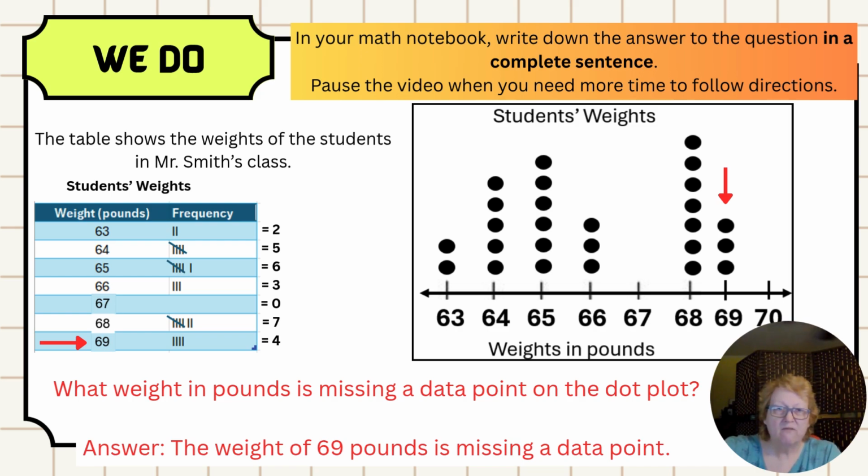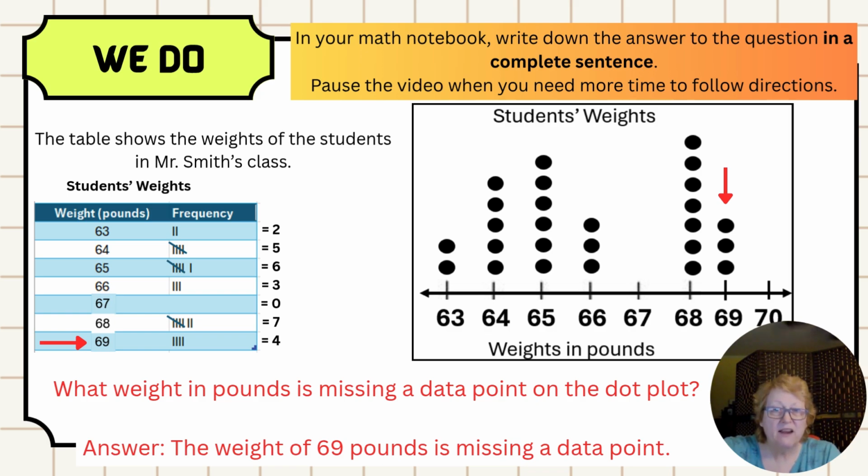All right, so we start with our very first weight, which is 63 pounds. How many students weighed 63 pounds? 2. Do we have 2 dots to represent that data on the dot plot? Yes, we do. Let's move on to 64 pounds. There were 5. Do we have 5 dots on our dot plot? Yes, we do. That matches. What about 65 pounds? There were 6 students that weighed 65 pounds. Are there 6 dots? Yes. 66 pounds. There were 3 students. Are there 3 dots? Yes.